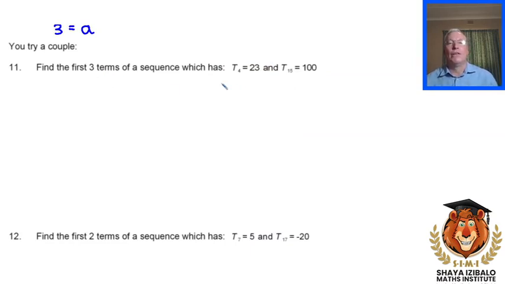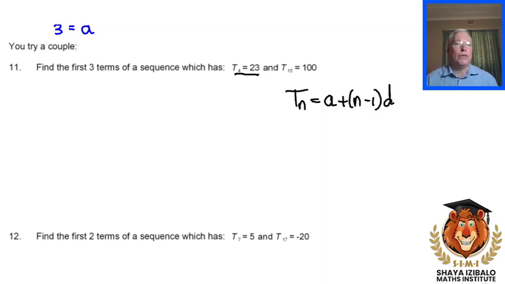Right, let's have a look. So again, let's color code this. Let's do a black equation. T4 is 23. I'm going to just write down the formula just to remind us. We shouldn't need it at this stage. I'm sure we know it. A plus n minus 1 lots of d. Let's do this one with a red pen. So 23 is a plus 3d, and that's equation number 1.